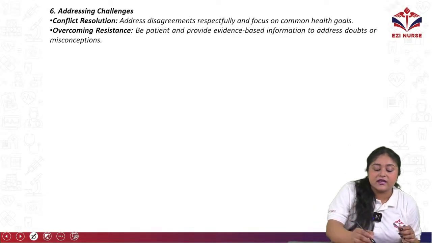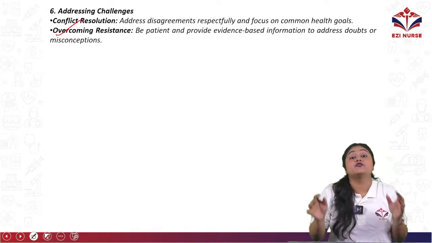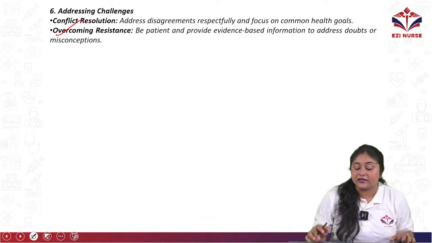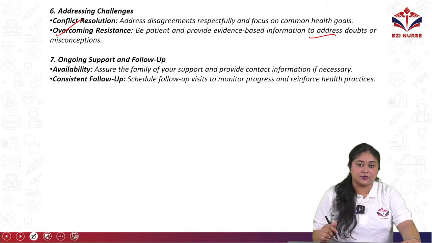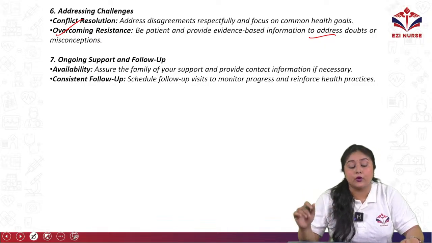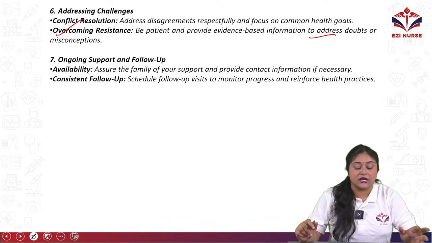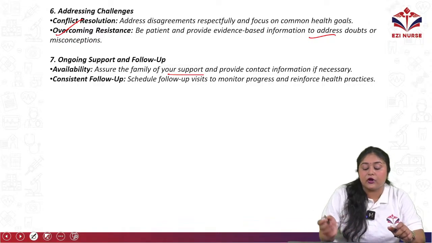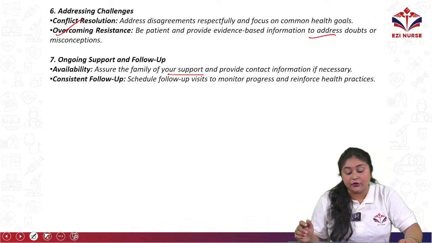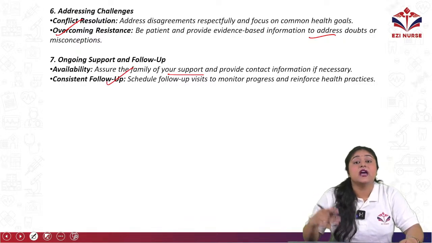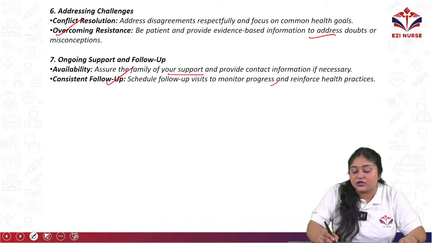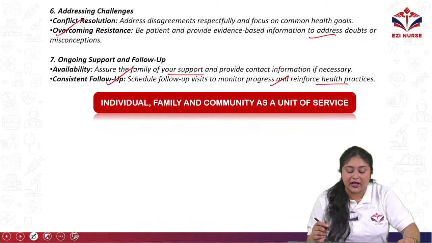Okay. Next one is overcoming resistance. You have to be very patient and provide evidence-based information for addressing doubts as well as misconceptions. Next one is ongoing support and follow-up. First is availability. You have to assure the family of your support and provide contact information if necessary. And next is consistent follow-up. We have to schedule follow-up visits for monitoring progress and reinforcing health practices.